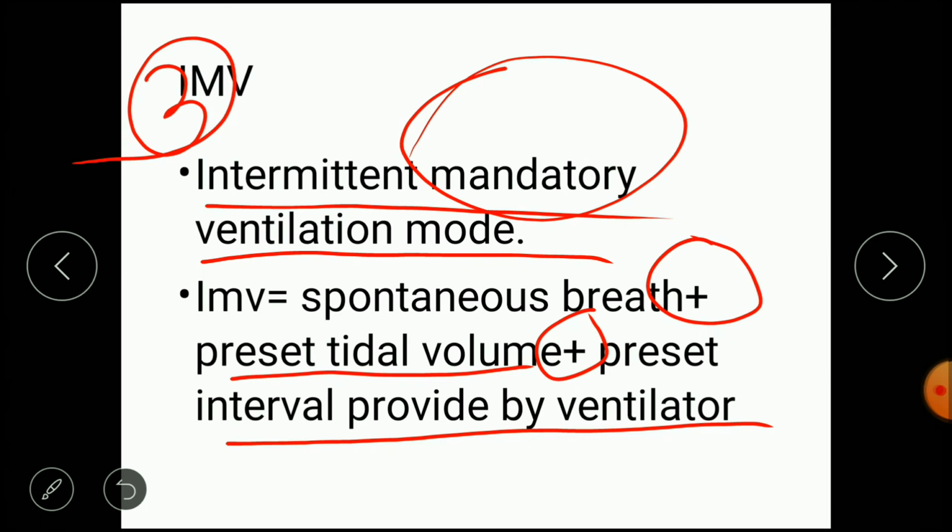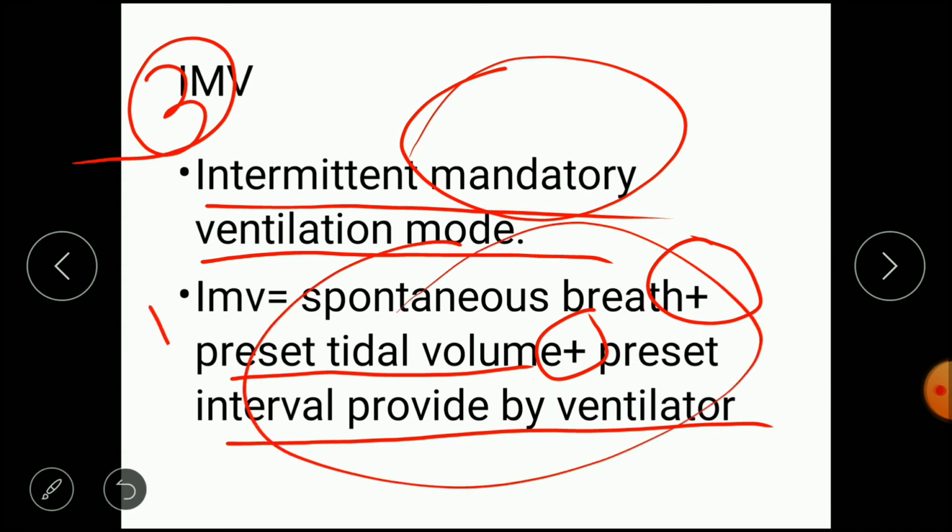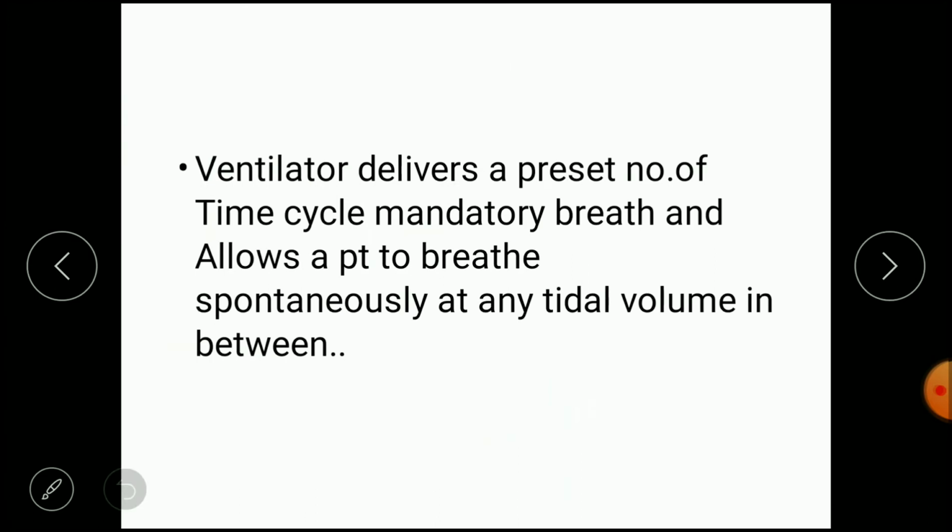First of all, the patient can breathe spontaneously. If the patient wants to breathe, the patient can breathe spontaneously. Then the machine can set a tidal volume that is provided through the machine into the patient's lung. Then a preset interval is provided by the ventilator. So this combination of three is generally present in IMV mode. The ventilator delivers a preset number of cycles, mandatory breaths, that means control breaths.